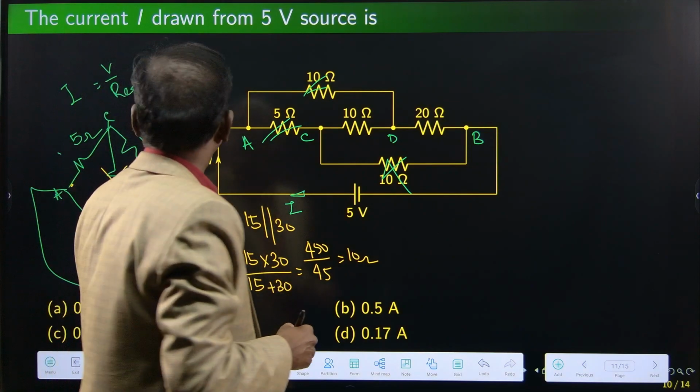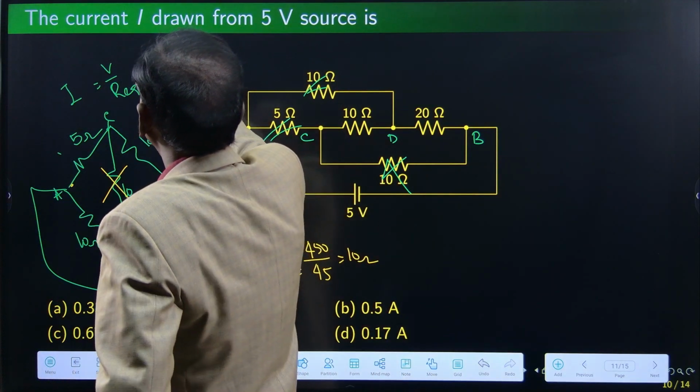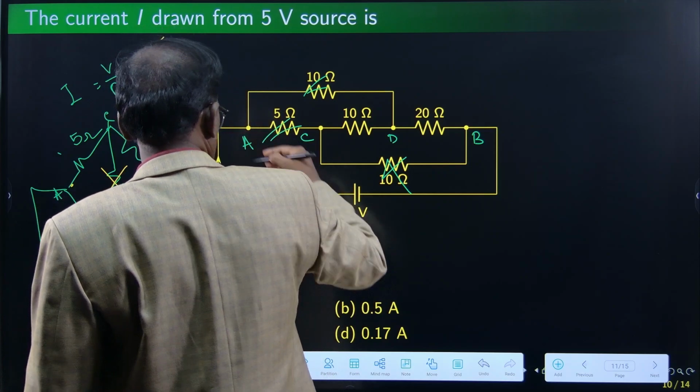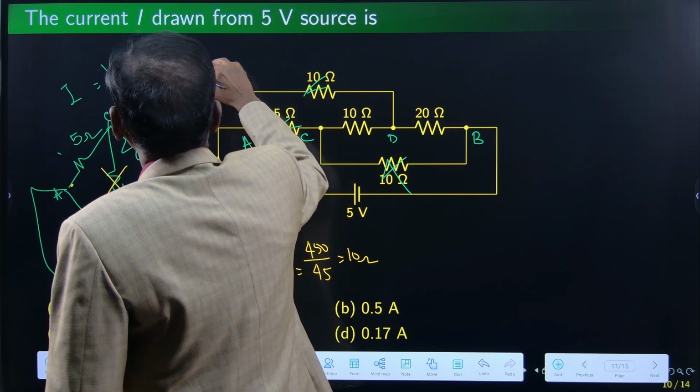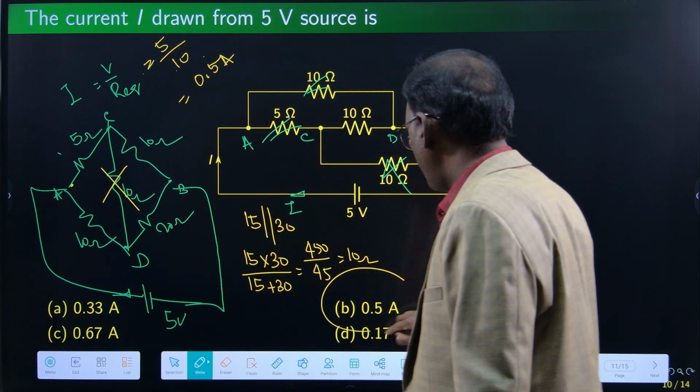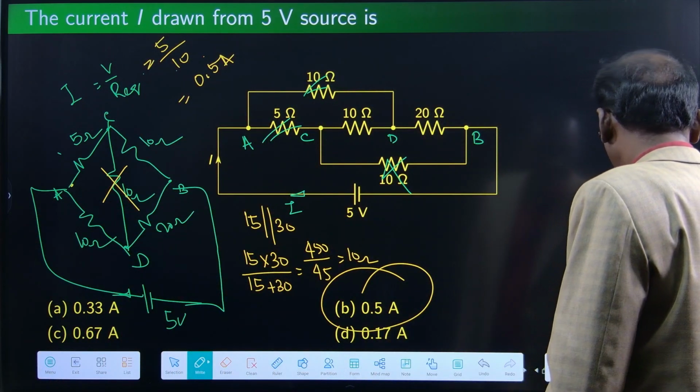R equivalent is 10 ohms. Then I is equal to V divided by R equivalent. 5 is the source value, divided by 10. So 1 by 2, 0.5 amperes. Option B is the correct answer.